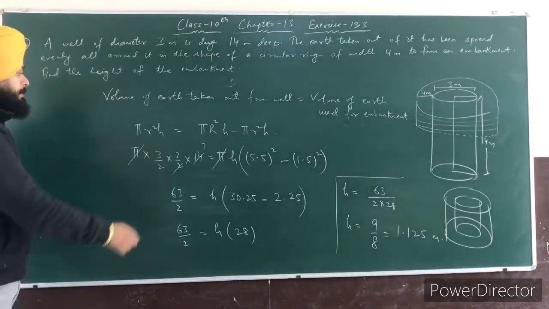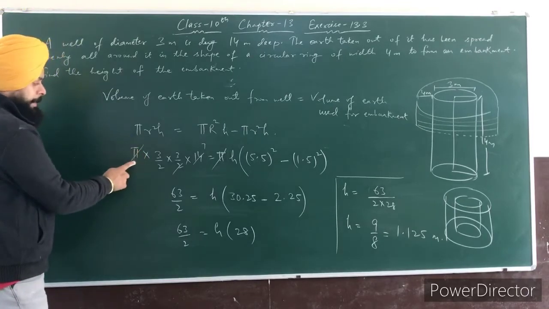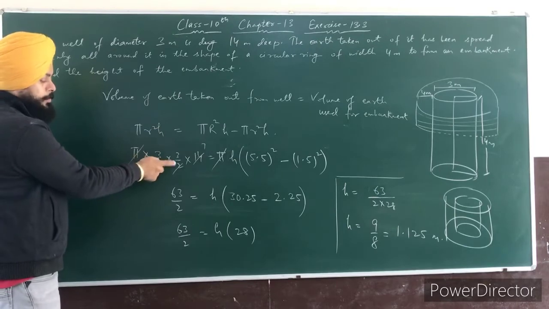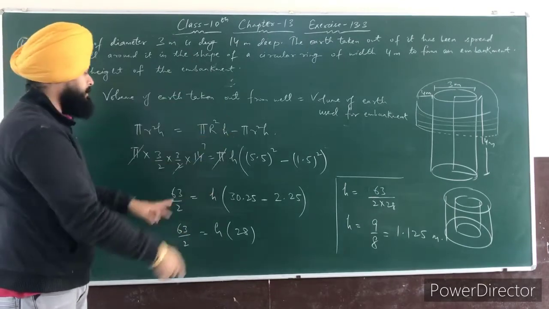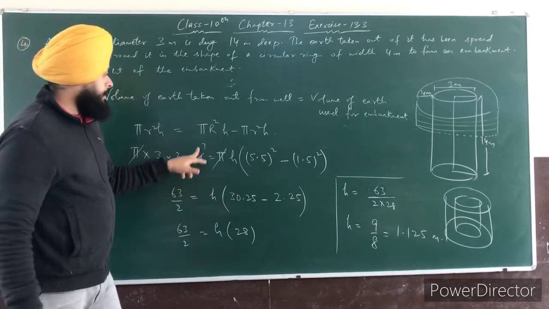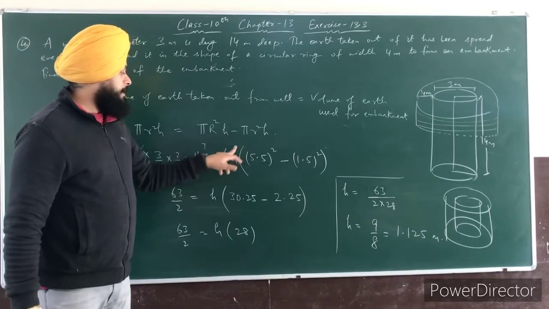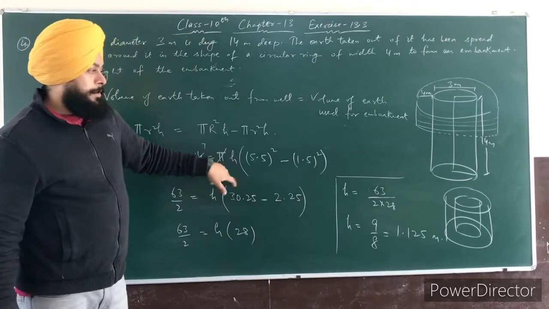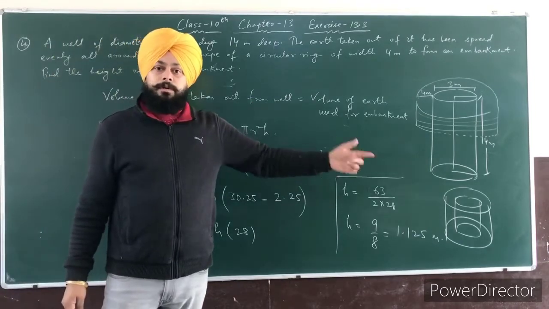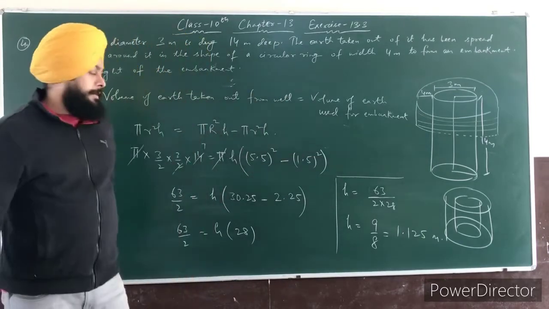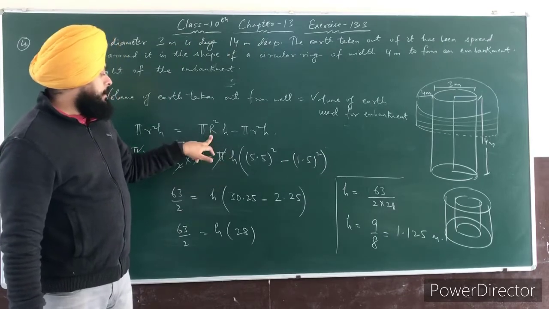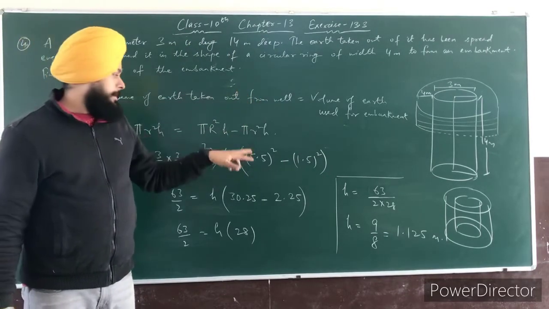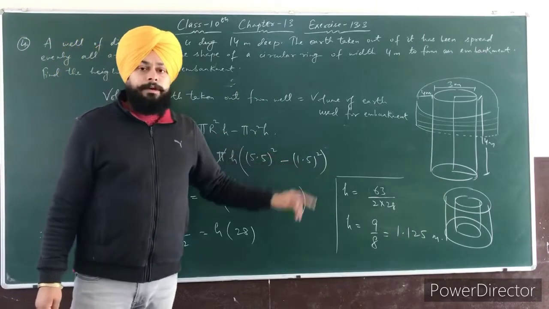Clear students? So write here pi, radius of well is 3 by 2. So write 3 by 2 times and the height of this well is 14 meter. Take pi common from right hand side and height is also take it as common because the height of embankment is same from inner or from outer side. So height is also common. Radius for outer ring is 5.5 and the radius for inner ring is 1.5.